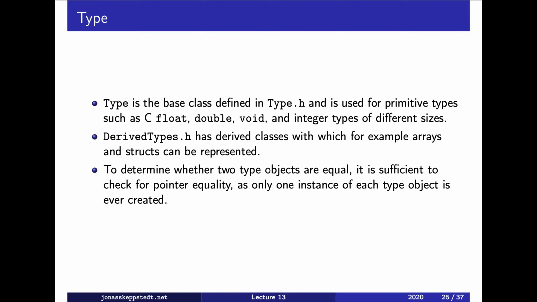Interesting is that to determine if two type objects are equal, I mean, if they represent the same type, then it's sufficient to compare the addresses of the objects, because the same type has only one instance.